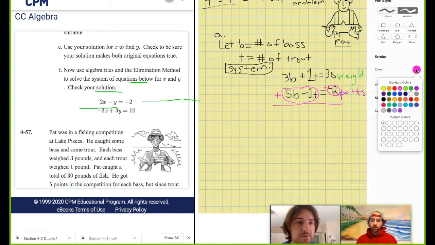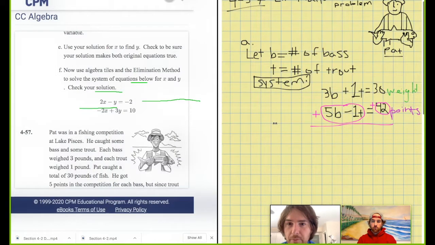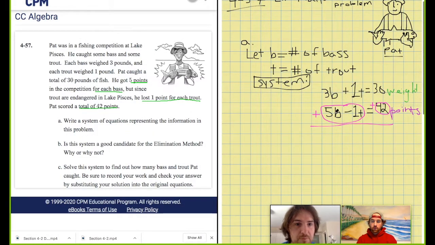So if we wanted to simply see if this is a great opportunity for elimination, we would just add them together. And what jumps out to us about that? What are we going to get here? Well, we get 3b plus 5b, that's 8b. And if you just wanted to answer the problem really quickly, is this a good candidate for the elimination method? The biggest thing that happens when we eliminate right now is that we have a positive 1t in one equation, and a negative 1t in the second equation.